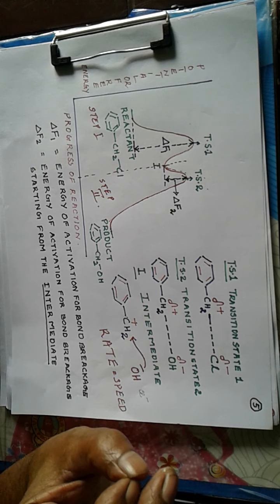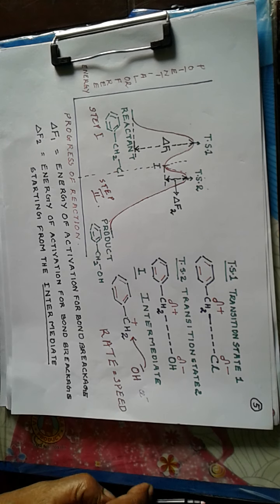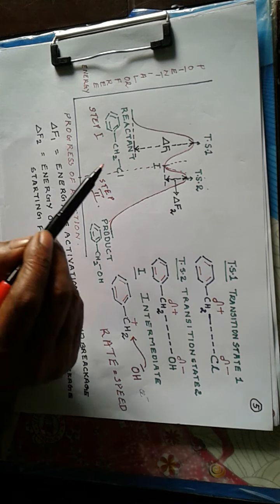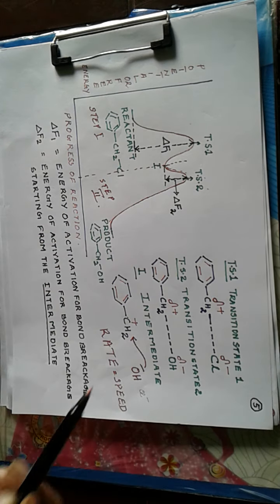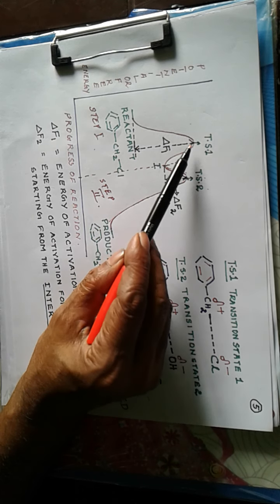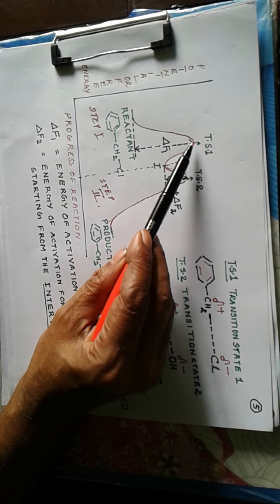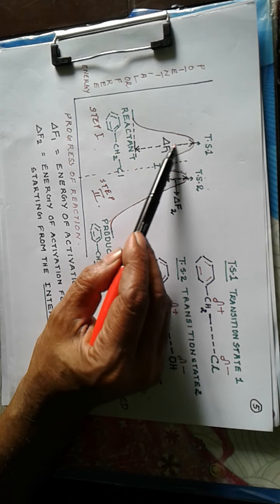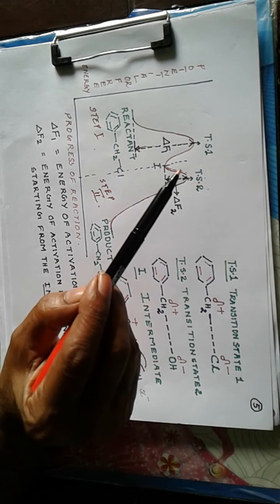Now the first step of the reaction is hydrolysis of the benzyl chloride molecule. The reactant here is benzyl chloride. It undergoes hydrolysis to form benzyl carbocation and chloride ion. That is step 1. Now the free energy of activation is the difference between the free energies of the transition state and that of the reactant.